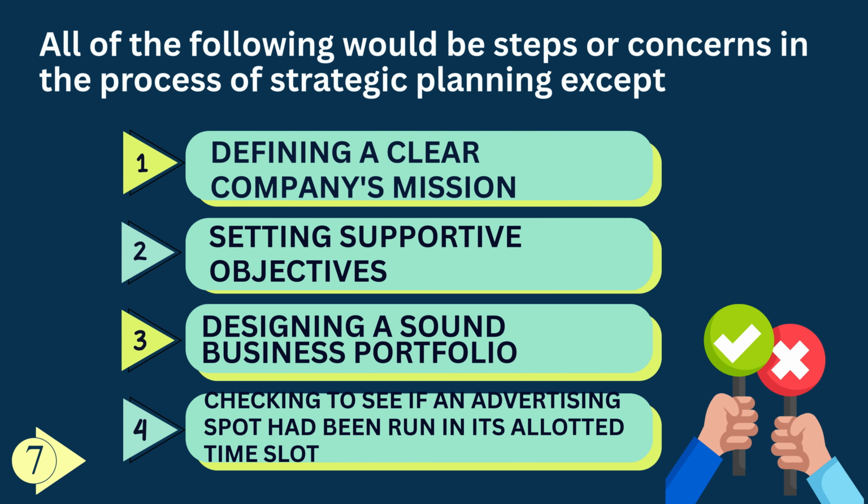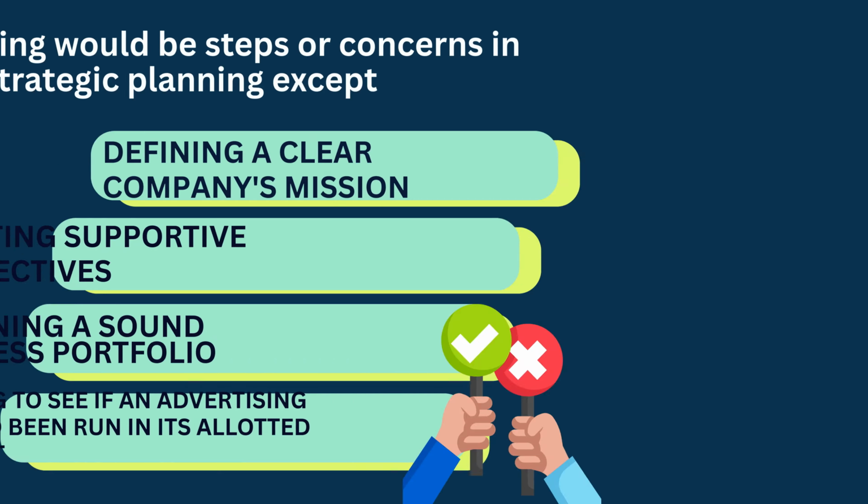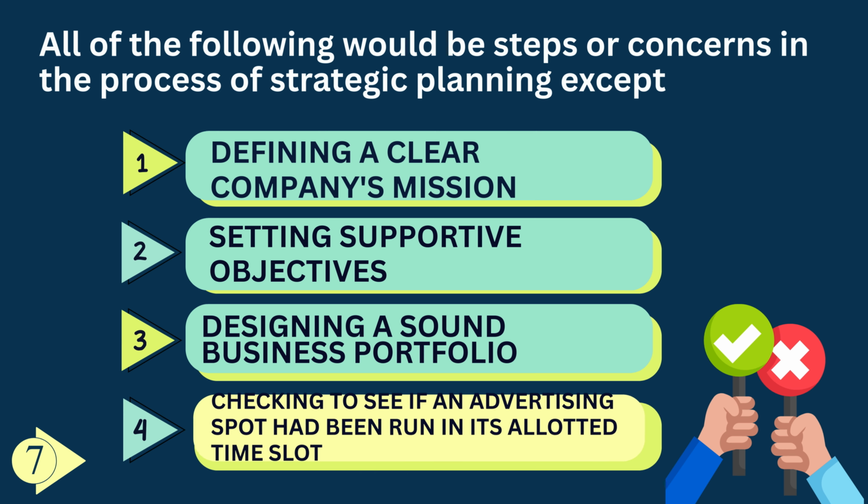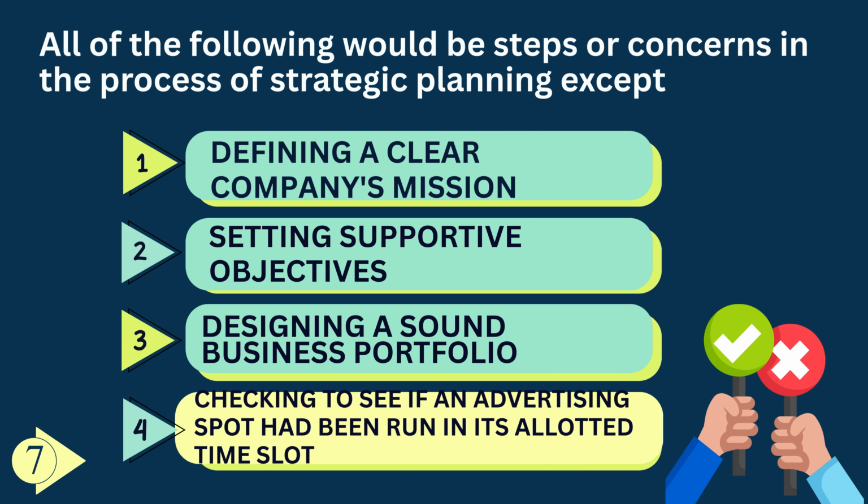All of the following would be steps or concern in the process of strategic planning except option 1 defining a clear company's mission, option 2 setting supportive objectives, option 3 designing a sound business portfolio, and option 4 checking to see if an advertising spot had been run in its allotted time slot. And the correct answer is option 4 checking to see if an advertising spot had been run in its allotted time slot.